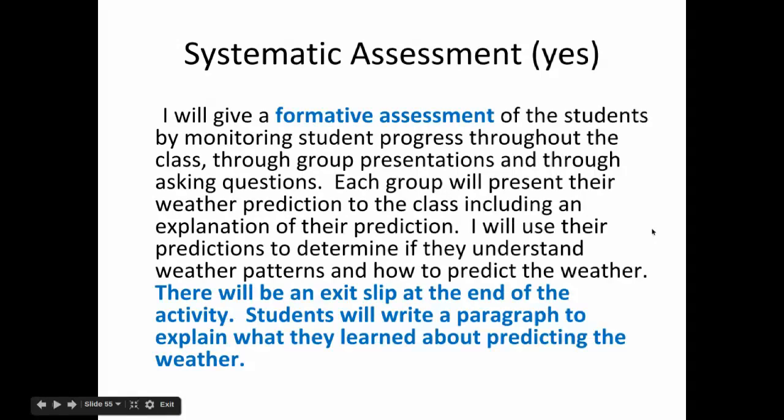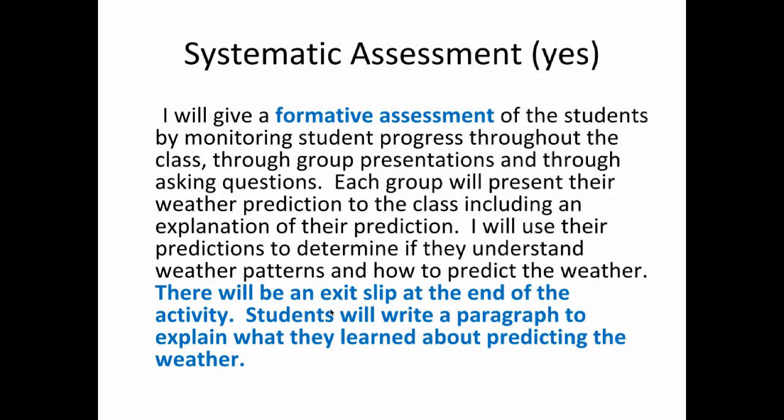Here's a more systematic assessment. I'll give a formative assessment of the students by monitoring student progress throughout the class, through group presentations, and through asking questions. Each group will present their weather prediction to the class, including an explanation of their prediction. I will use the predictions to determine if they understand weather patterns and how to predict the weather. There will be an exit slip at the end of the activity.